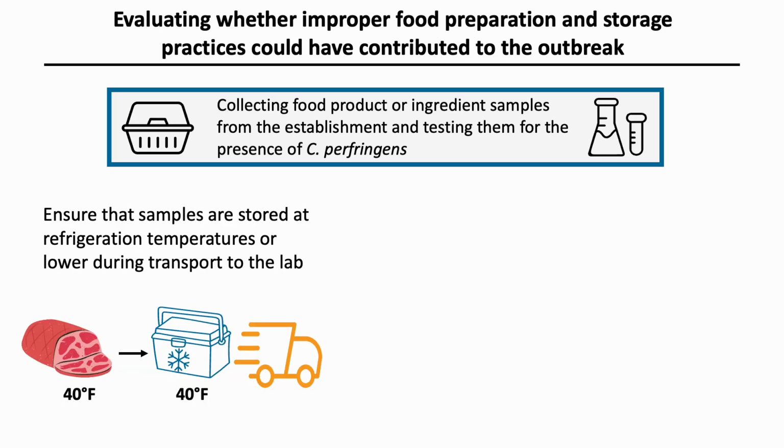Finally, environmental health investigators may want to collect select food product or ingredient samples from the establishment and test them for the presence of C. perfringens. One key thing to consider when collecting food product samples is ensuring that all collected samples are transported to the lab appropriately. More specifically, it is important to ensure that food product samples collected for C. perfringens testing are stored at refrigeration temperatures or lower during transport to the lab.